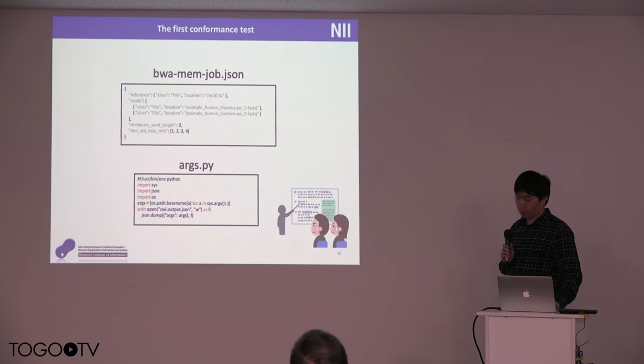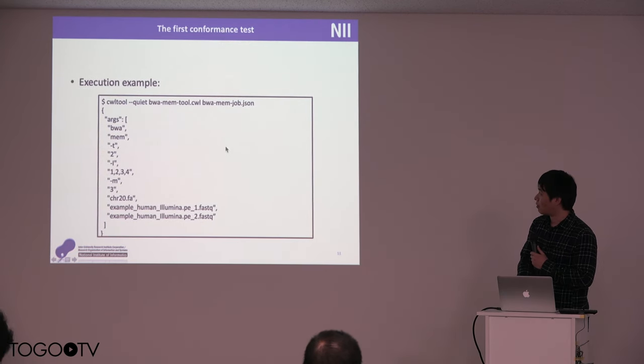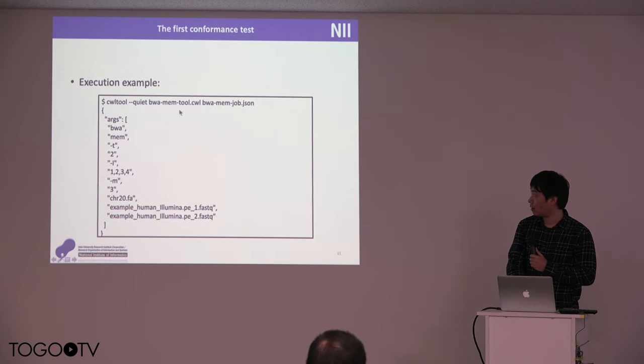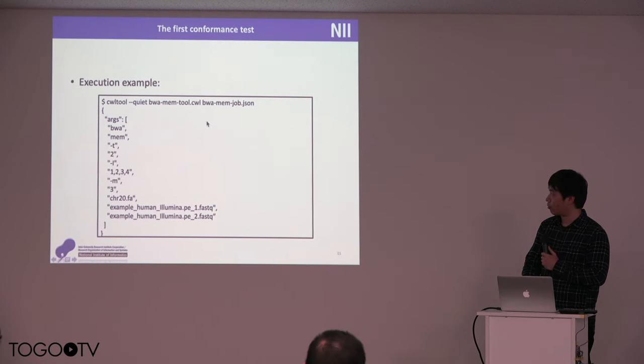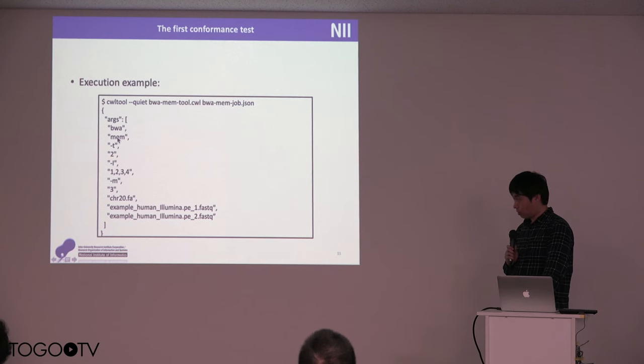Here are some input parameter files and also the Python script, but I skip this slide. It's not so informative. Here is an example of the execution results of the reference implementation. You can run the workflow engine name with some options, the CWL file and the input parameter file. As a result, you can see some output objects like this. In this case, it outputs an output field named args, whose type is array of strings.